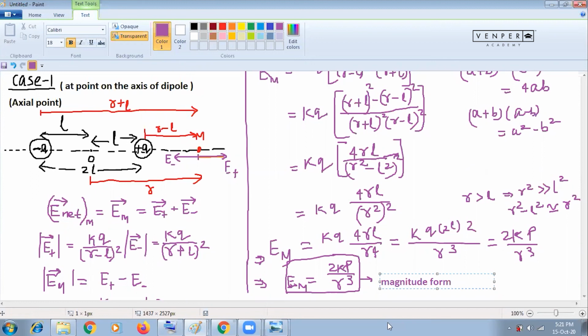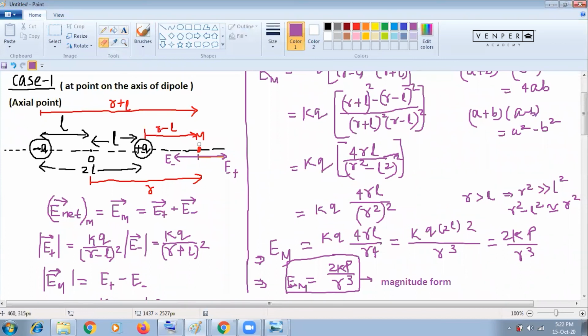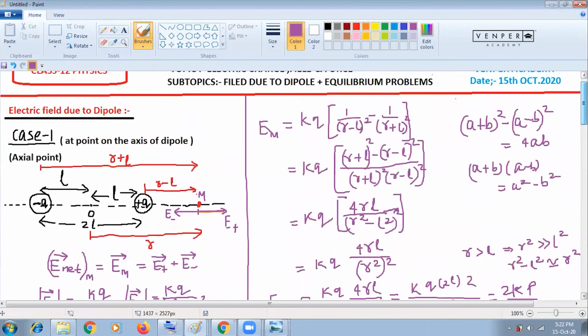Yes, E plus is R minus L whole square, because from the plus charge this point M is at a distance R minus L. So that's why I'm taking it like this. Okay, Kaushal, this point M is at a distance R minus L from the positive charge. So that's why KQ by R minus L whole square. Okay, so please write this.